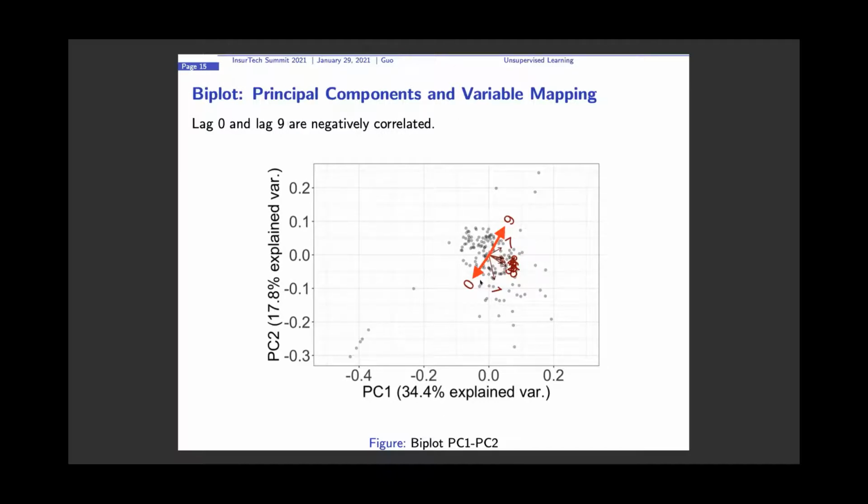Now, comparing lag 0 and lag 9 in terms of the incremental loss ratio, you see the arrows are almost 180 degrees apart, and that suggests they are negatively correlated. If the company has a high IRR in the initial lag, it's unlikely to have a high incremental loss ratio in the later lags, especially lag 9. So we use the biplot from the PCA to get a good interpretation, just to get an idea of the general patterns.